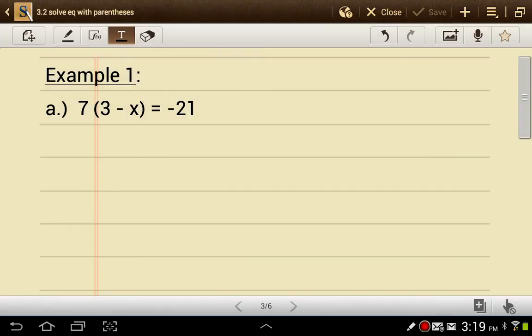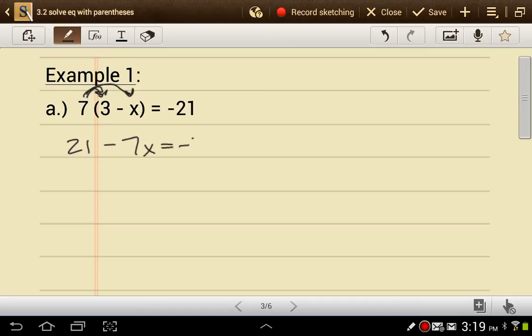In our first example here, we have the distributive property. So that's the first thing that we want to do. In order to solve this problem, what we are going to do first is distribute the 7 to both parts on the inside. So let me get on my pen. We're going to distribute the 7 to the 3 and the 7 to the x. 7 times 3 is 21 minus 7 times x is 7x equals negative 21. You have to rewrite it afterwards. You don't have to write the arrows, but you do need to rewrite the problem.